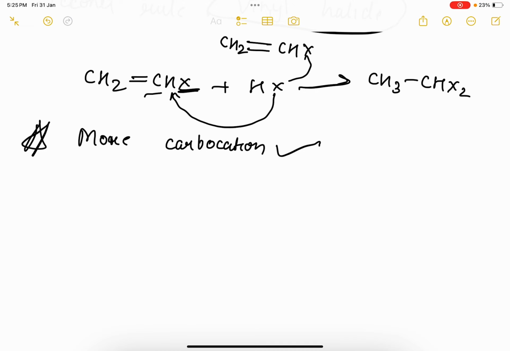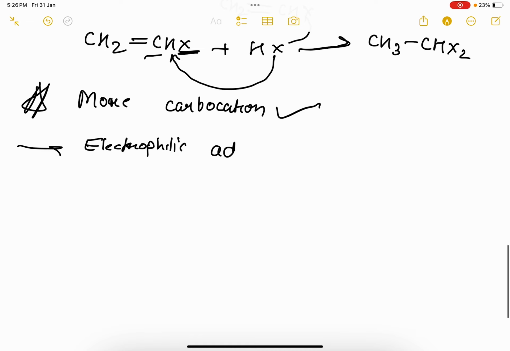And let's talk about anti-Markovnikov rule. As we already discussed in the previous video, Markovnikov rule is an example of electrophilic addition reaction. Markovnikov is the example of electrophilic addition reaction.